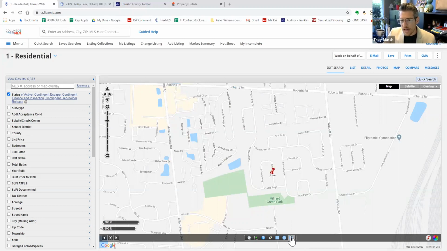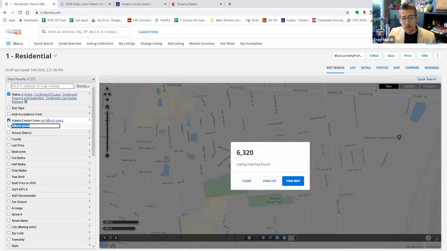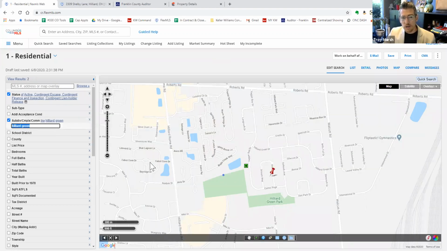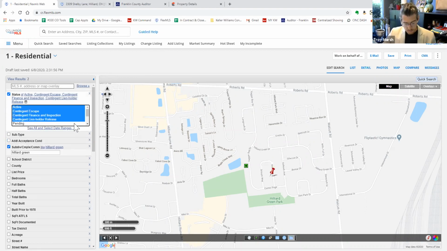Now let's say it wasn't that obvious. What I like to do is go in here. We saw that the neighborhood was Hilliard Green. So I'm going to type in the subdivision name, and that's awesome. Now remember what I said, the subdivision name is not a required field, which means someone could type in Hilliard Green like this, and there's actually, oh, there's not. But if they added an E on there, it could still be in the neighborhood, but if you only use the subdivision name, then you're going to miss out on it.